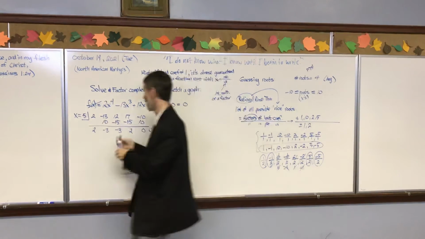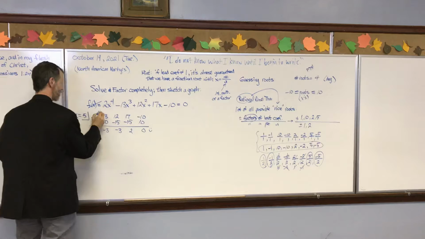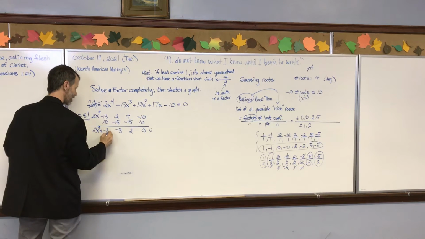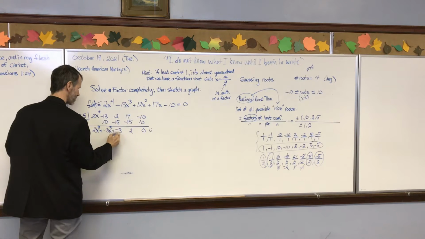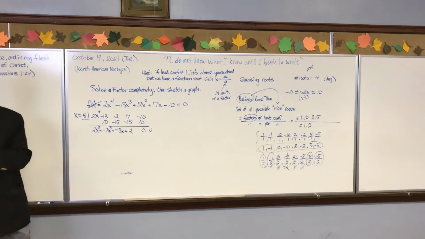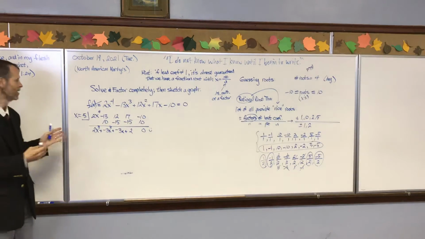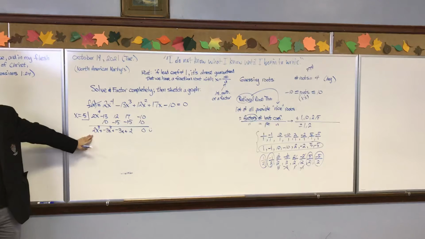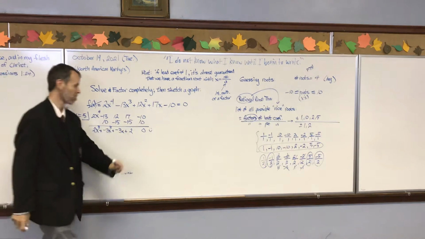Very quick. This used to be 2x to the 4th. Now it's 2x cubed, negative 3x squared, negative 3x, plus 2. That's the remaining thing. You just ripped one of the roots out. How many roots are left? 3. There are 3 roots in here.